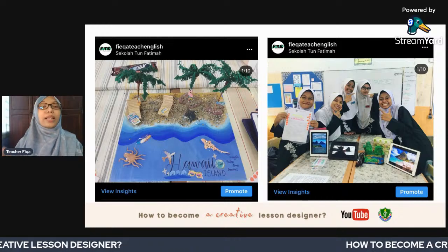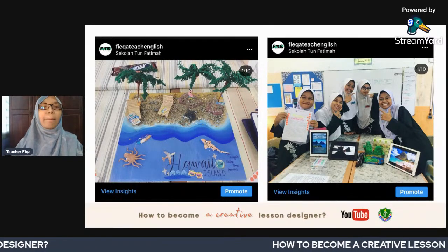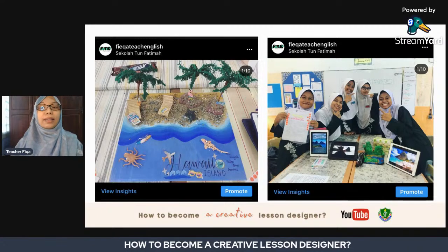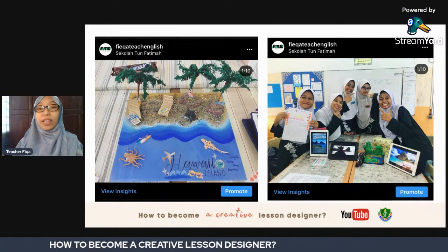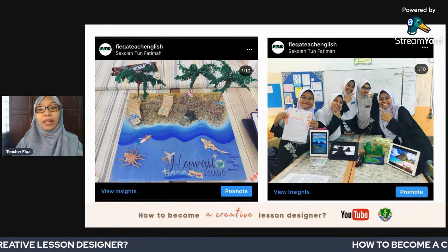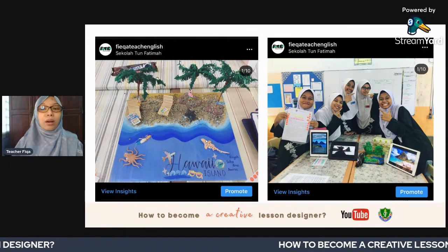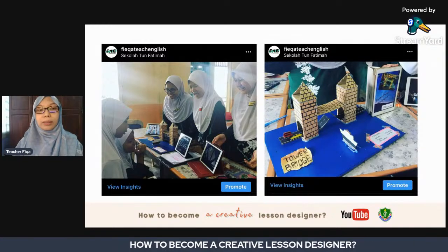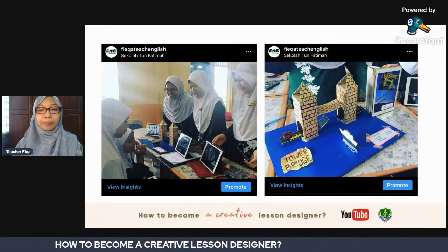So in this activity, we can actually advise or encourage our learners to have supplementary materials like videos or infographic posters for the booth exhibition in order to attract guests to come to their booth. Alright, so these are the pictures of the booth exhibition carried out in my class.